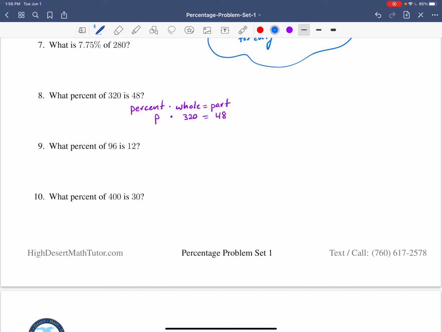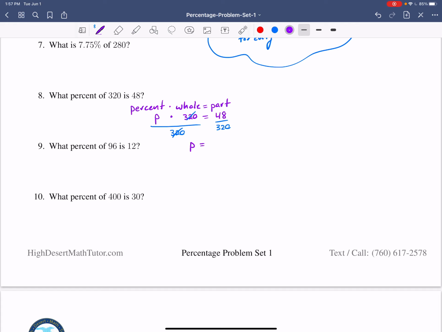Now, here's where we need a little algebra. To get the decimal form of percent, we have to get P by itself. But we're currently multiplying P by 320. So if we want to get P by itself, we need to do the opposite of multiplying by 320. So we'll divide by 320 so that those cancel out. But if we divide one side of the equation by 320, we have to divide the other side by 320 also. So what we get is P is equal to.